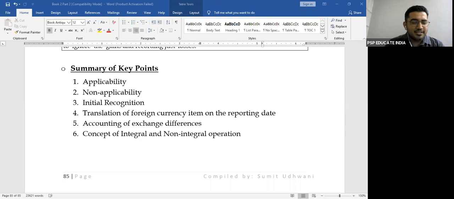Integral foreign operation, I'll just repeat it once. Integral foreign operation means the foreign branch is dependent on you, and you will govern the operations of the foreign branch. The foreign branch is not an independent branch, it is completely dependent on the head office. That kind of operation is known as an integral foreign operation. Right, I've already explained that earlier. I've just repeated it for you, Akshay. So I hope that is now clear.